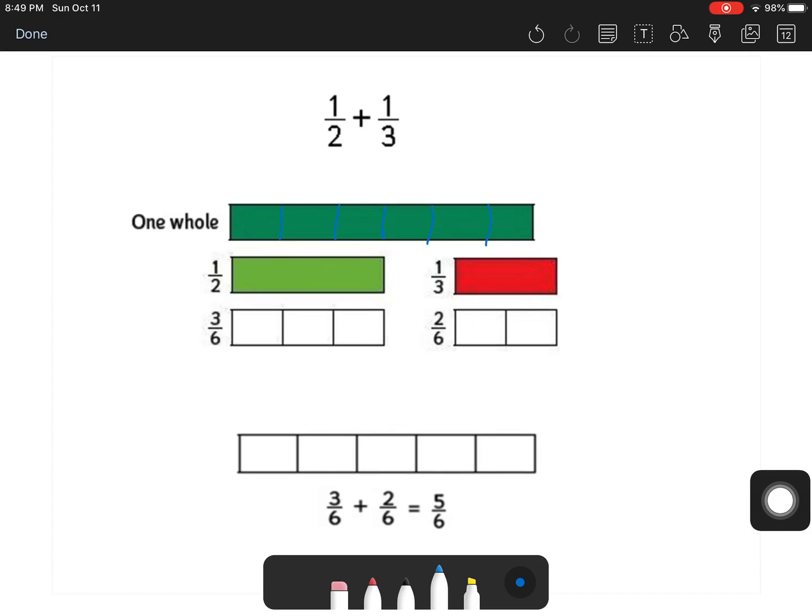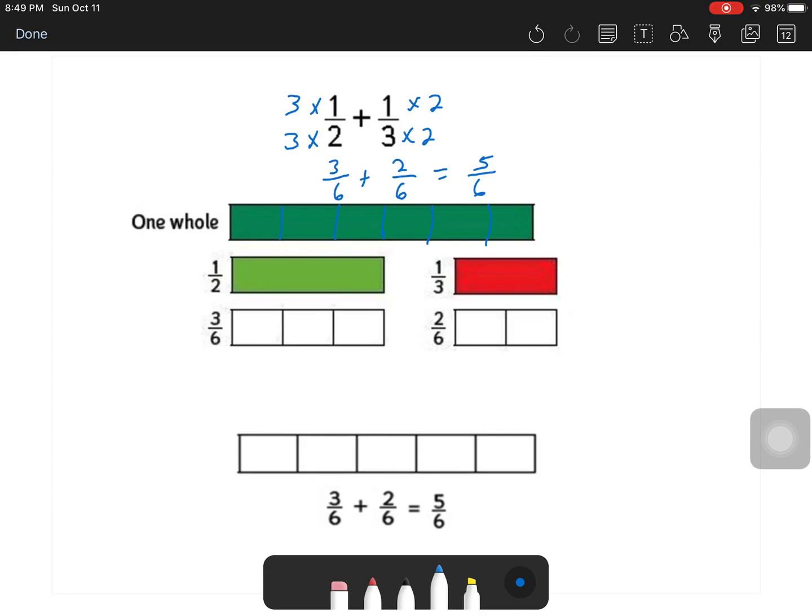And if we were just doing this problem without the visual analysis, we would say, okay, I need to multiply by 3 so that I get a 6 there, and multiply by 2 on the other, and then rewrite my fractions. 3 times 1 is 3, 3 times 2 is 6, and on the other fraction, 2 times 1 is 2, and 3 times 2 is 6. Then I just add the numerators. 3 plus 2 is 5, so I get 5/6.